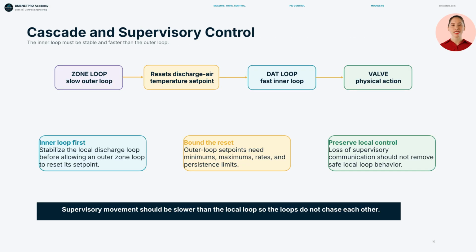Cascade control uses an outer loop to reset the set point of an inner loop. For example, a zone loop may reset discharge air temperature while the discharge air loop controls the valve. The inner loop must be stable and faster than the outer loop. Supervisory reset strategies should be bounded and should not remove safe local control if the server or a network is lost.